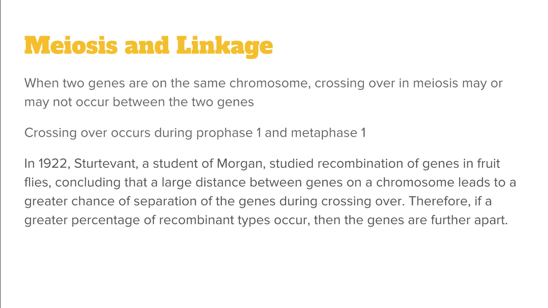So when we look at meiosis and linkage, crossing over in meiosis might occur, and this will happen during prophase 1 and metaphase 1. And like I said before, the further the genes are apart on the chromosome will increase their chances of crossing over and therefore recombination, increasing the genetic variability of those gametes that are produced.